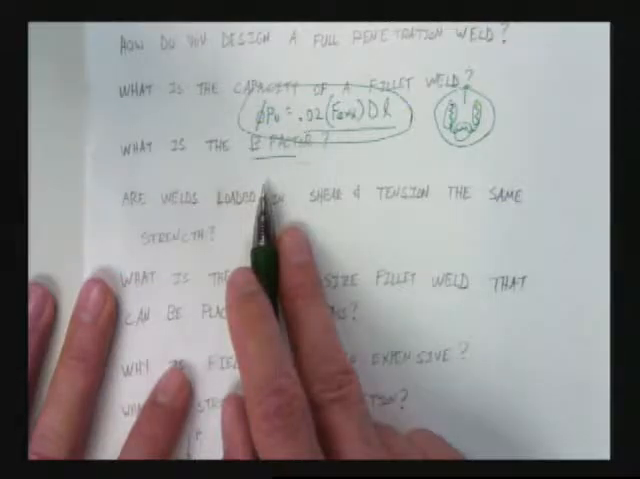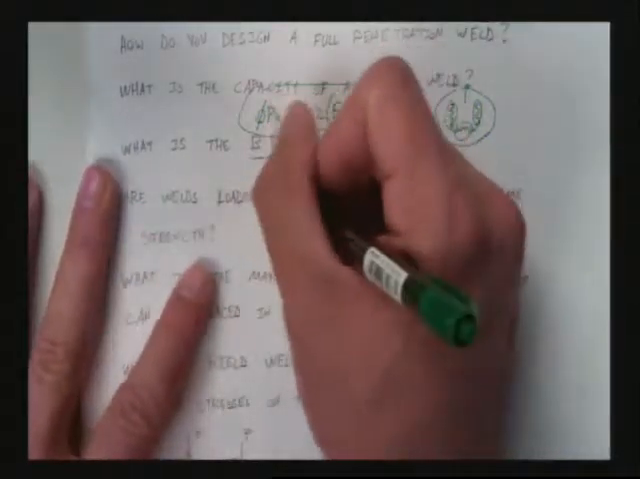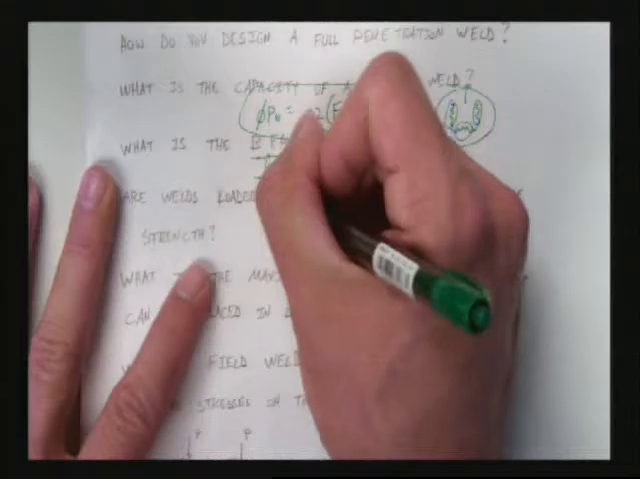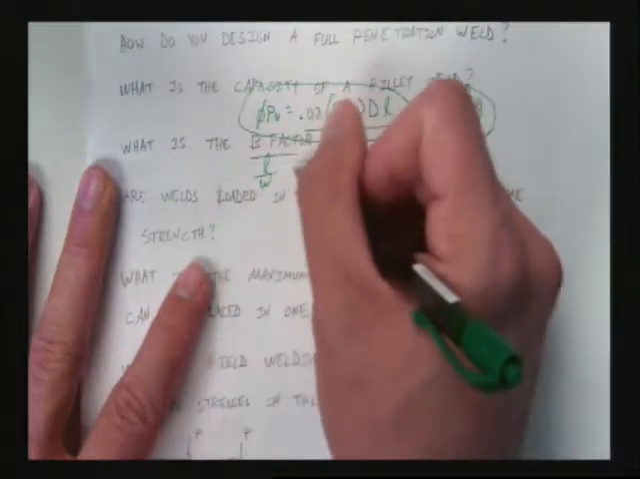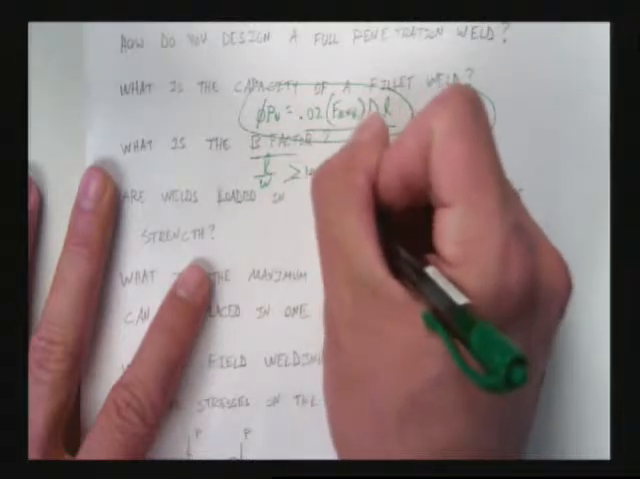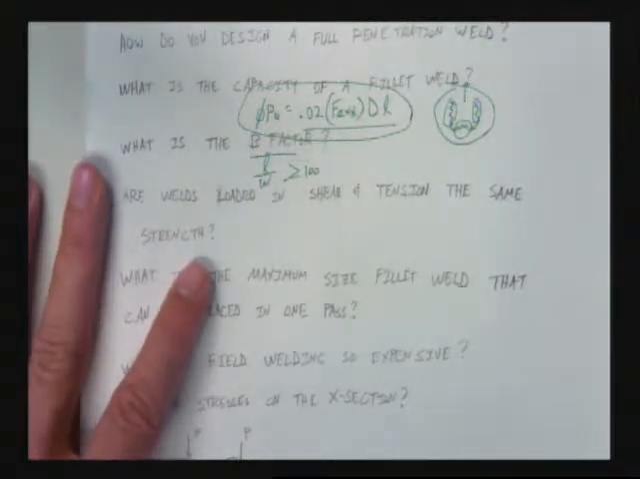Reduction factor when you have really, really long welds. I think it's actually when your L over W, where W would be the pure leg height, is greater than or equal to 100. I think that's when it starts to take over. It starts to be less than 1. It starts to be a concern.